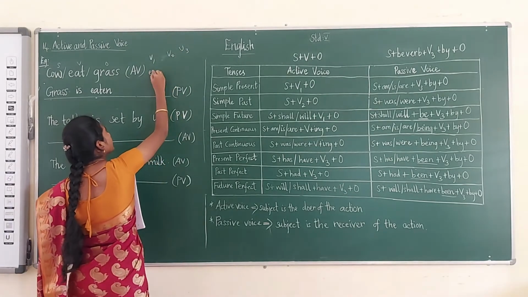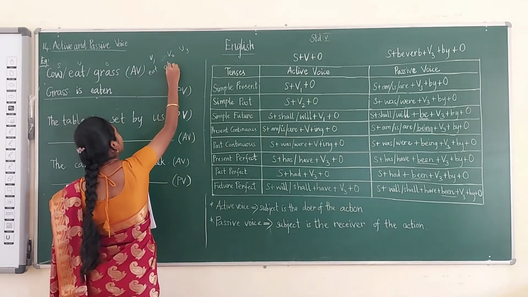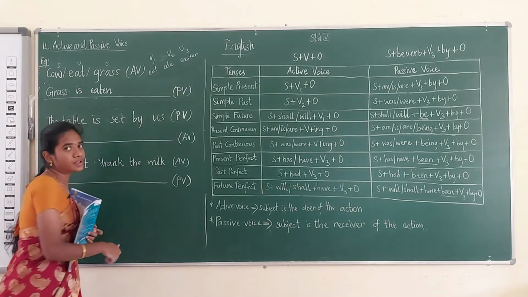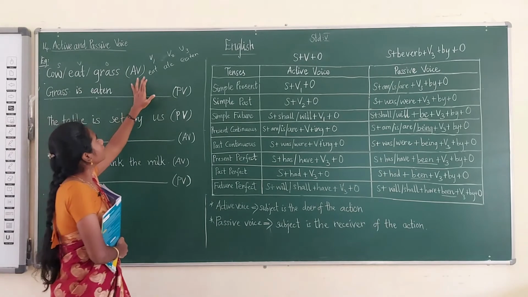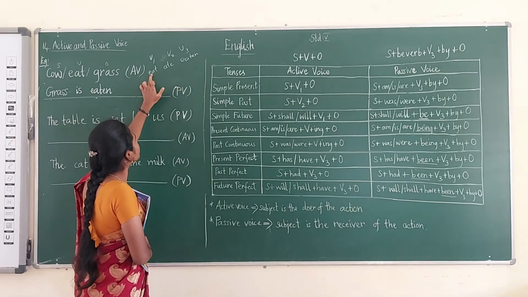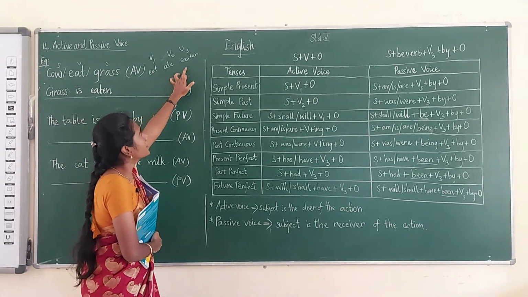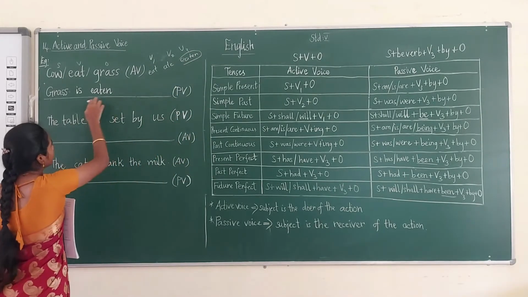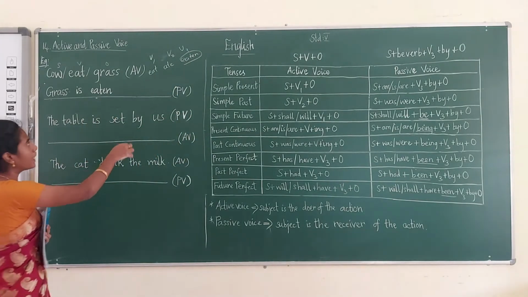Okay, eat, ate, eaten. Like this only, we will write for the word eat: eat, ate, eaten. This is present tense, past tense, past participle. So we are writing eaten.